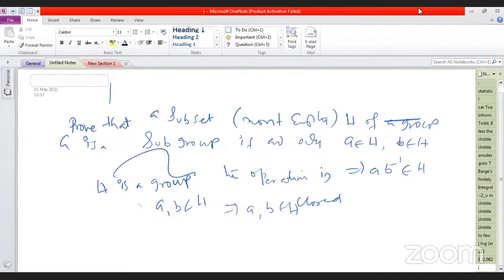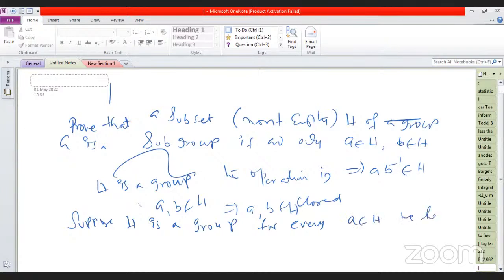Respond, I am telling you. A comma B belongs to H. Suppose H is a group. For every A belongs to H, we have A inverse belongs to H. B belongs to H, we can write that B inverse belongs to H.